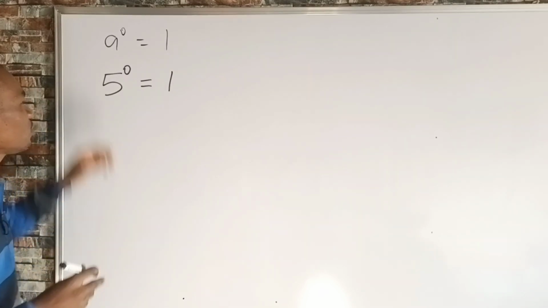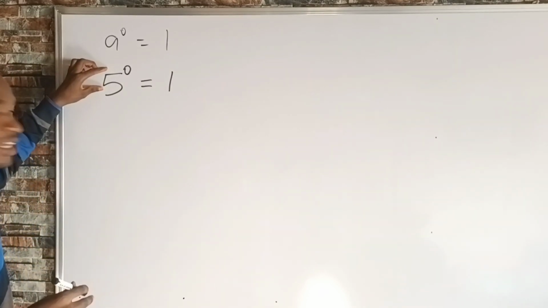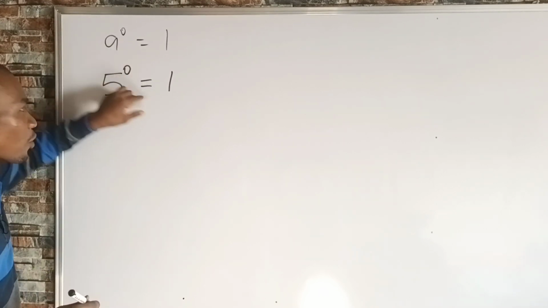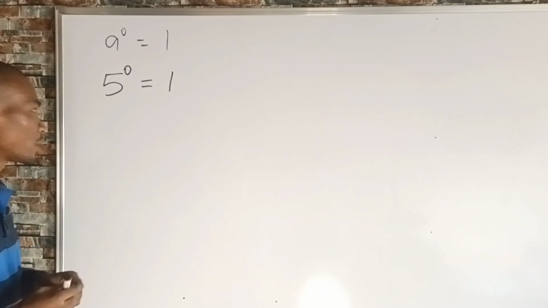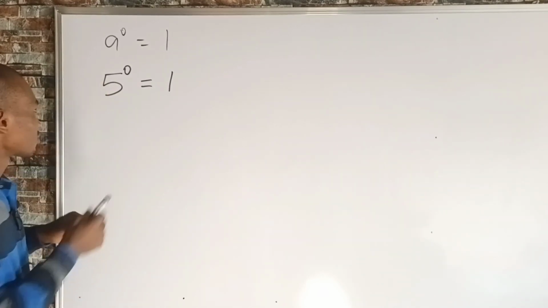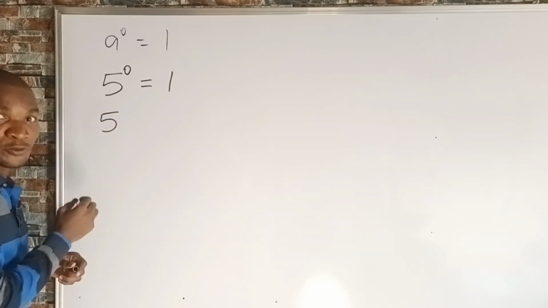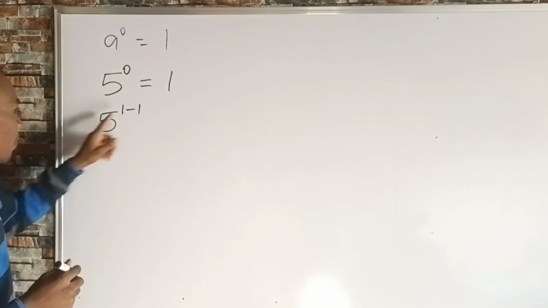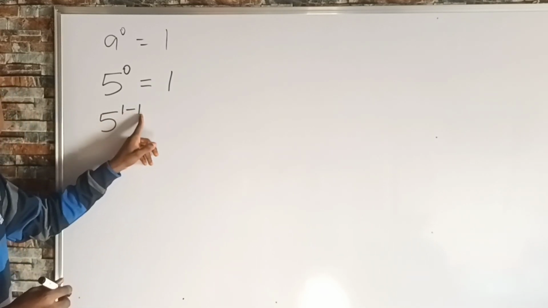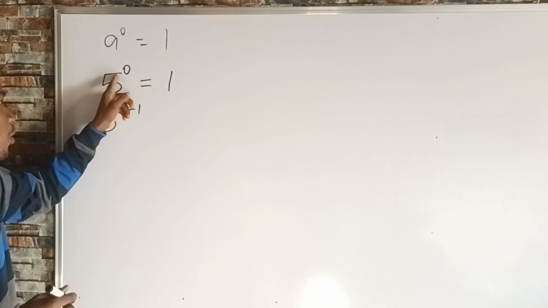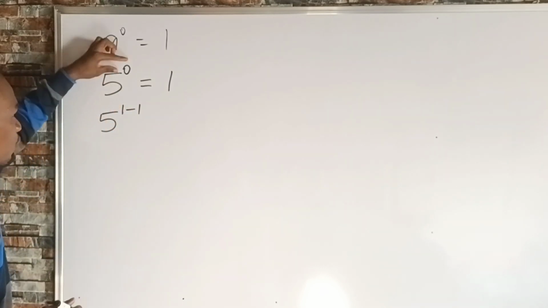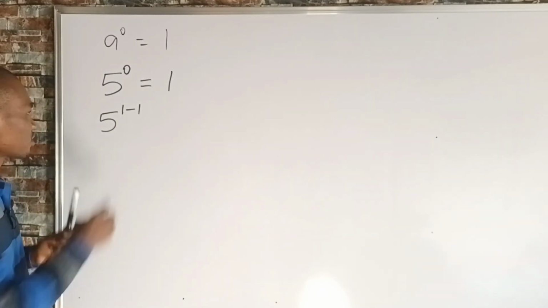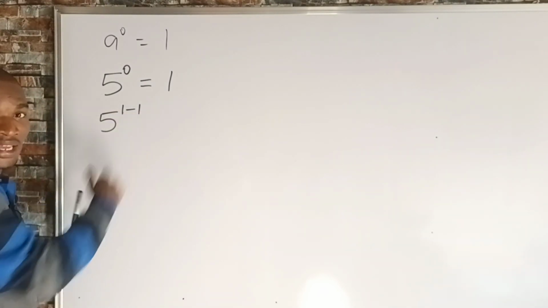Okay? So how did the people that stated the law of indices go to the point of saying that a number raised to the power of 0 is 1? That is what this video is all about. Let's go ahead to do that. Remember that 5 can still be put as 5 raised to the power of 1 minus 1, because 5 raised to the power of 1 minus 1 is 0, which is 5 raised to the power of 0. So 5 raised to the power of 0 is the same thing as 5 raised to the power of 1 minus 1.